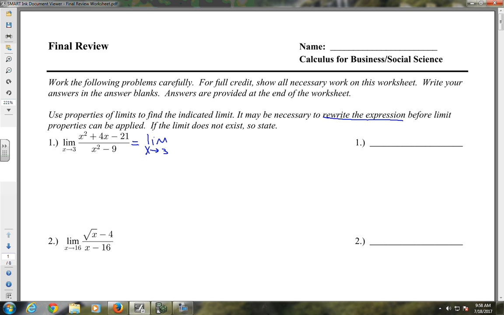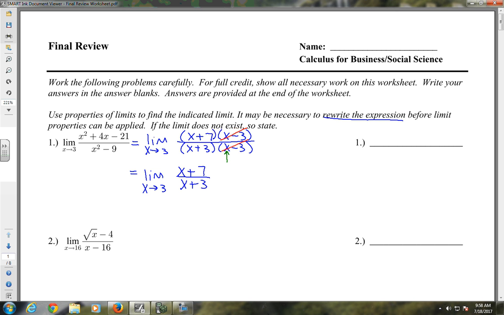The numerator factors as x plus 7 times x minus 3. The denominator is the difference of two squares, so it factors as x plus 3 times x minus 3. Notice in the factored form, we have a common factor in the numerator and the denominator, which we can cancel. Also observe, that was the factor causing the problem. If I plug 3 into this factor, that's where I'm going to get the 0. But now that we've canceled or removed that factor, we'll be able to evaluate the remaining limit by direct substitution.